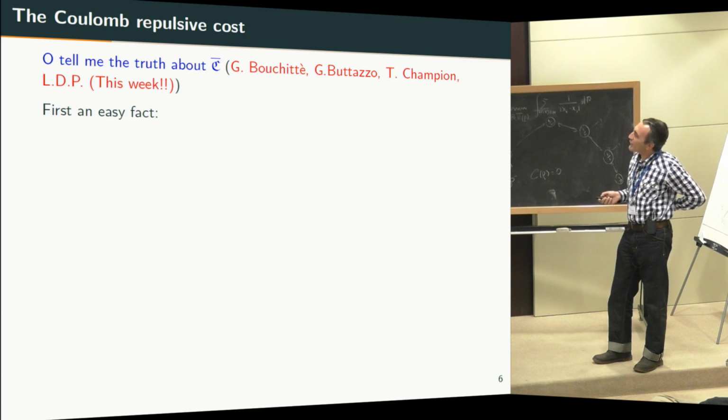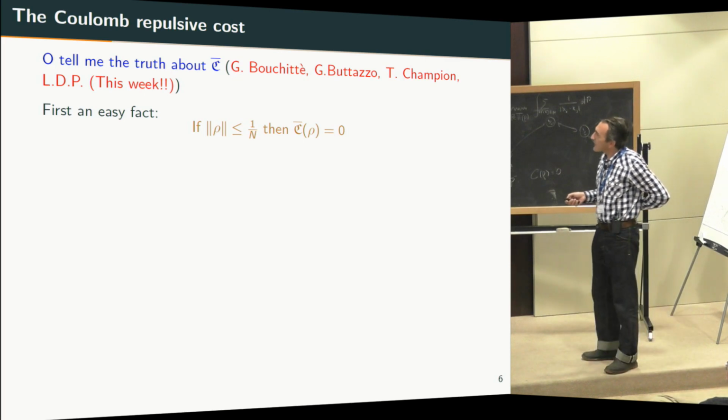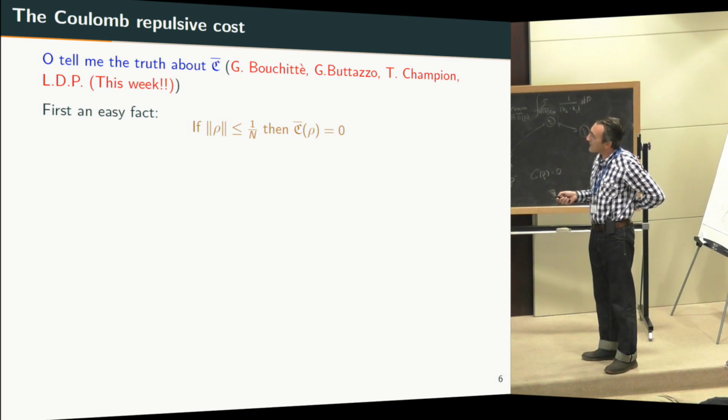Okay. First, there is an easy fact, which is this one. It's the one which I pictured here on the blackboard. Whenever you have a positive measure which has total variation smaller than or equal to 1 over n, then the relaxed functional will be 0.